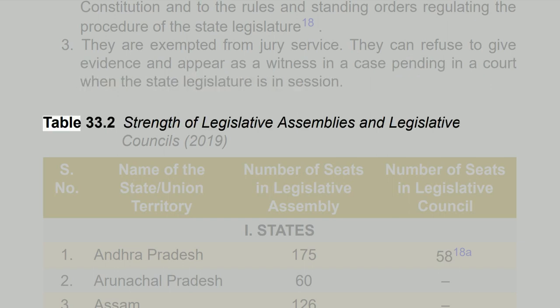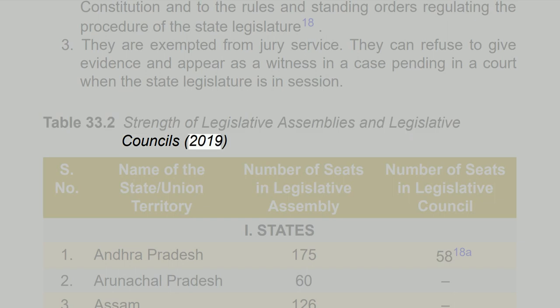Table 33.2 Strength of Legislative Assemblies and Legislative Councils, 2019. Name of the state or union territory, number of seats in Legislative Assembly, number of seats in Legislative Council. I. States. 1. Andhra Pradesh 175, 58. 2. Arunachal Pradesh 60. 3. Assam 126. 4. Bihar 243, 75. 5.